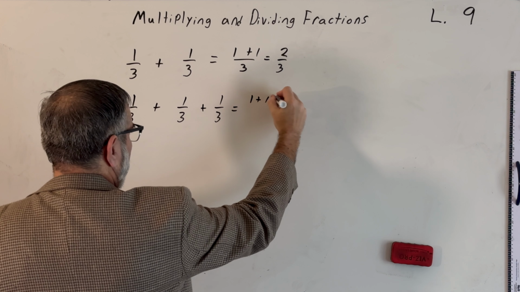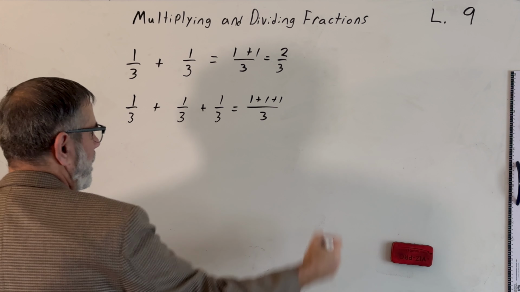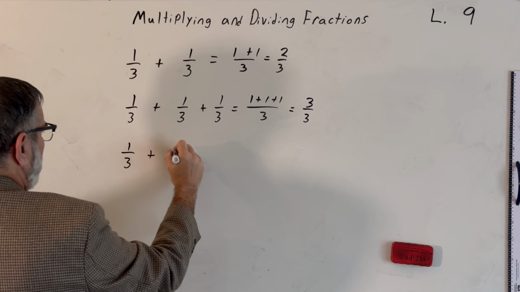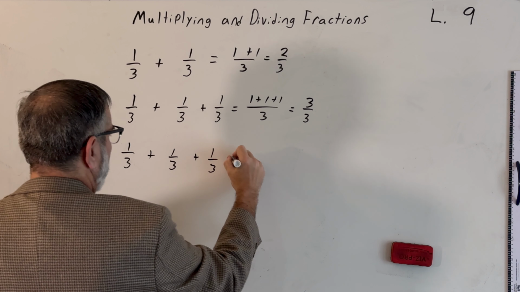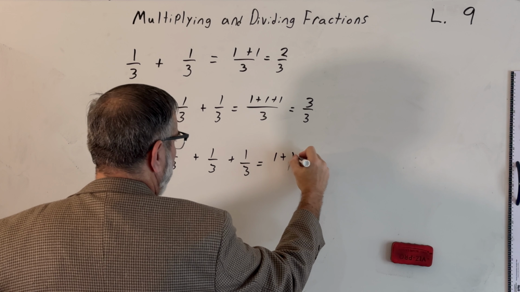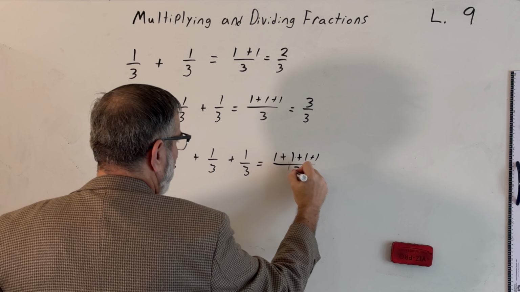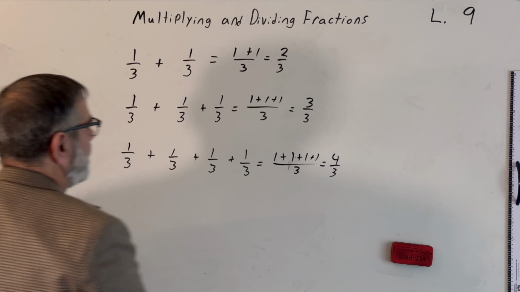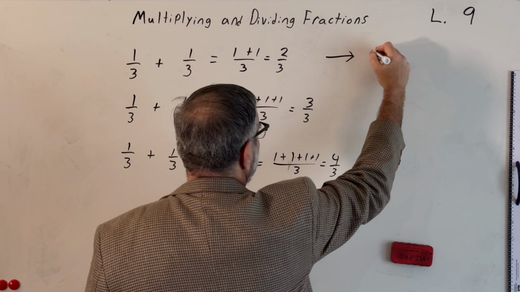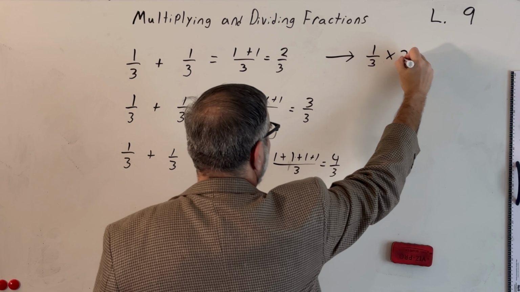That's 1 plus 1 plus 1 over 3, which is equal to 3/3. Or 1/3 plus 1/3 plus 1/3 plus 1/3. That's 1 plus 1 plus 1 plus 1 over 3. That's 4/3. This is just multiplication, right? We're adding a third 2 times. That's the same thing as 1/3 times 2.